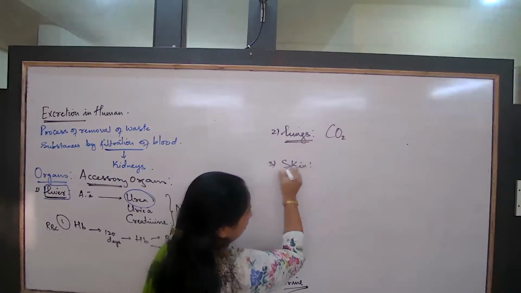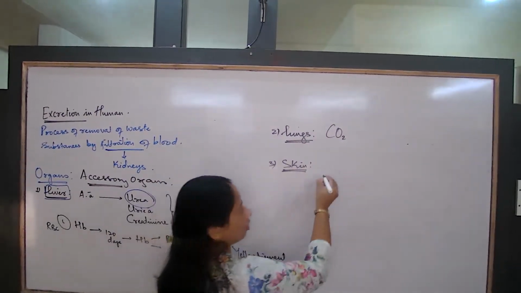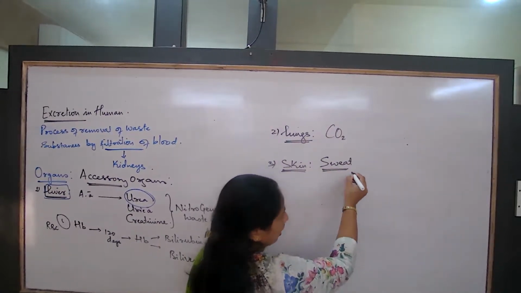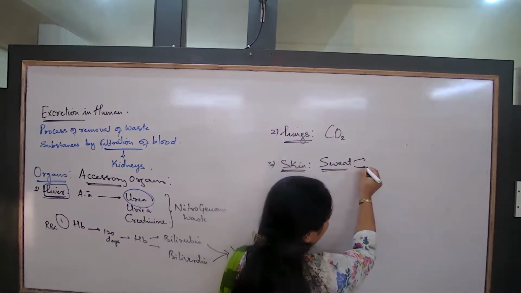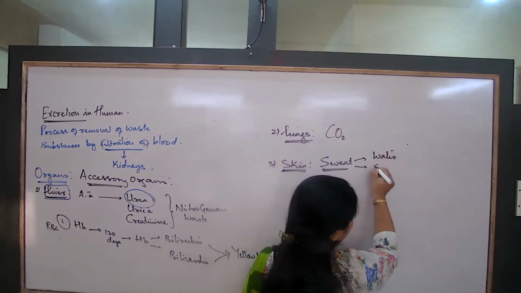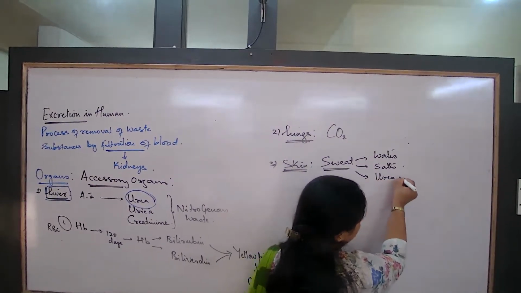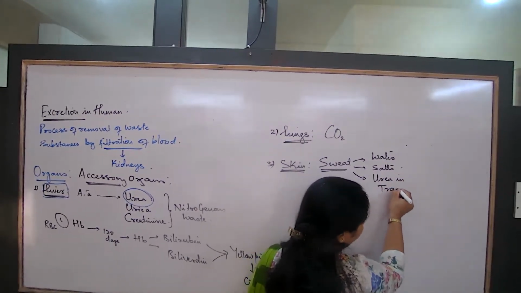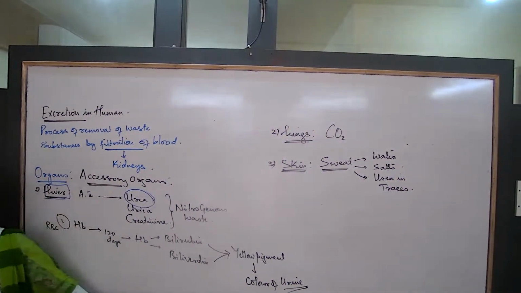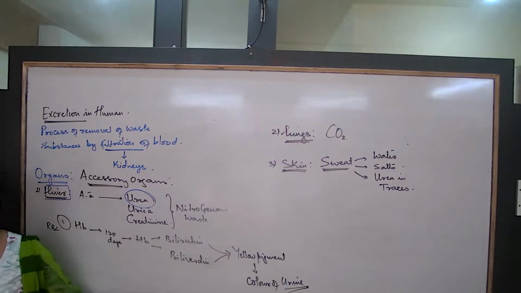Skin. Can we consider the skin as an organ? Yes. Because the skin releases sweat. The skin has got sweat glands and the skin releases the sweat. Talking about the composition of the sweat, what is the composition of the sweat? It has got water, a variety of salts and traces of urea. Since it has got traces of urea, it is the skin also which is responsible for the release of urea, but a very minimal amount.